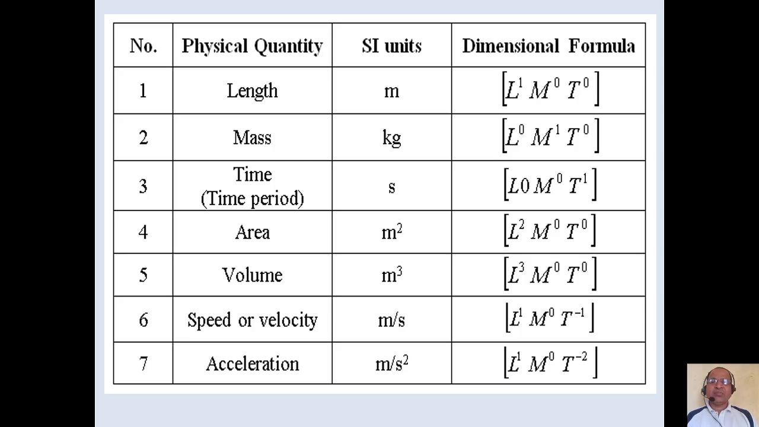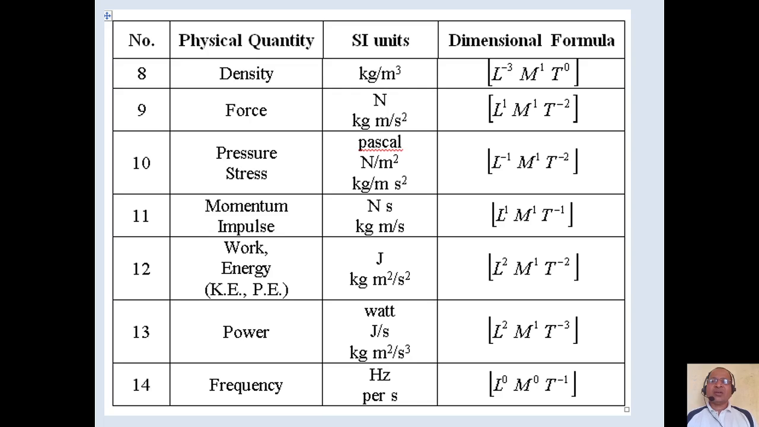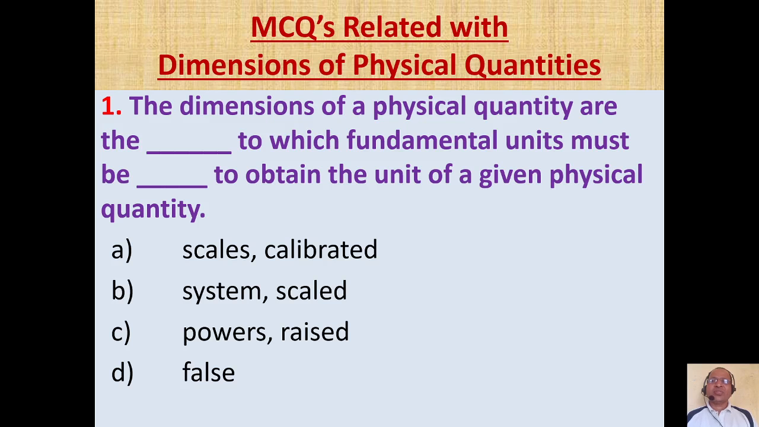Acceleration is measured in meter per second square, so its dimensions are L raised to 1, T raised to minus 2. Similarly, all other physical quantities with their units and dimensional formula are tabulated here. Now we can have MCQs related with these dimensions of physical quantities.